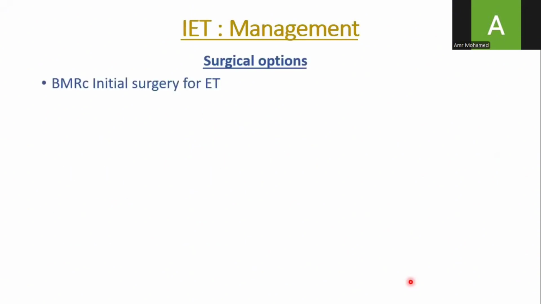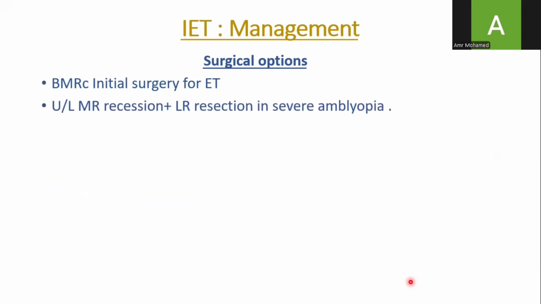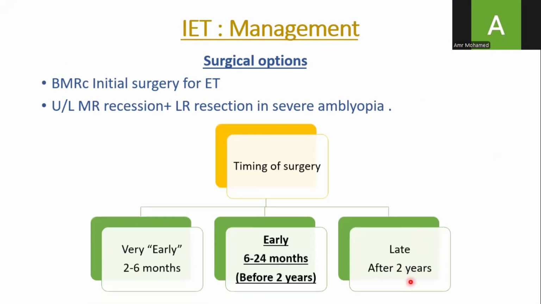Surgical options: we have bilateral medial rectus recession. That is usually the initial surgery for infantile esotropia patients. We can do unilateral MR recession with LR resection in patients with severe amblyopia, after making all efforts to treat the amblyopia. And timing of surgery, we have 3 schools or 3 approaches.